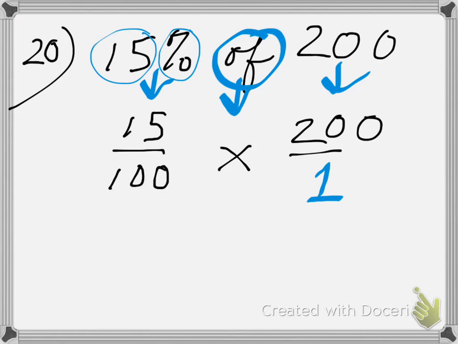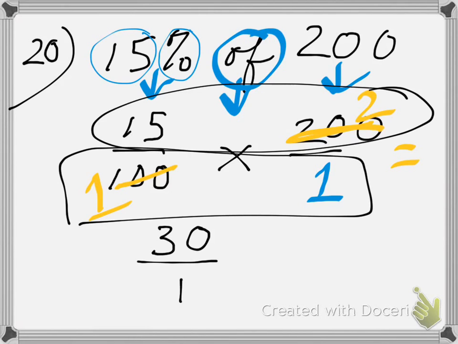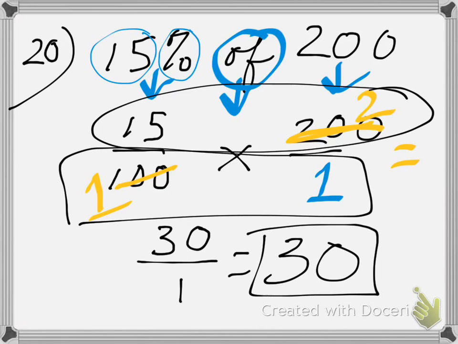Now we're going to go through and we're going to cancel. We can cross cancel. Both of these are divisible by 100. 100 goes into 100 one time, and 100 goes into 200 twice. So we multiply numerator times numerator. 15 times 2 is 30. 1 times 1, denominator times denominator is 1. Anything over 1 is itself. So 15% of 200 is 30.